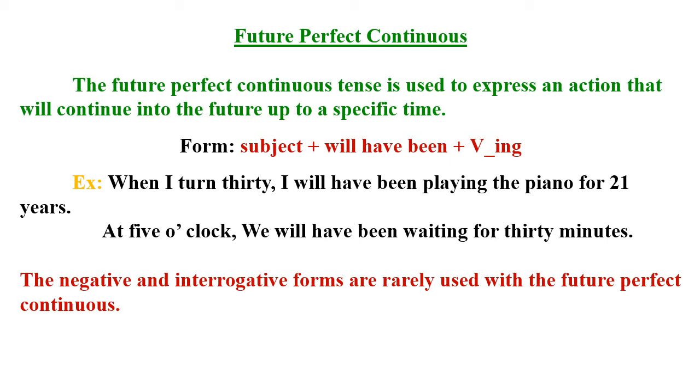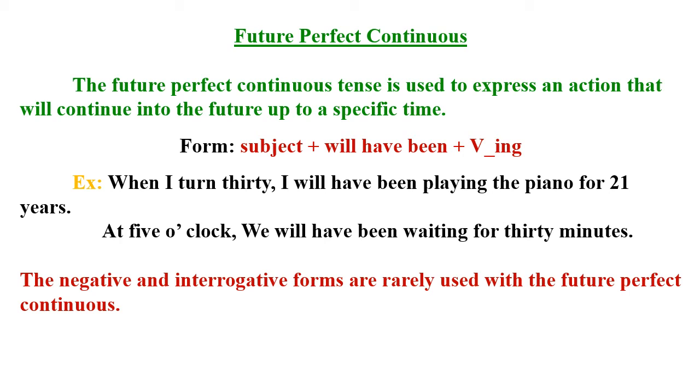The negative and interrogative forms are rarely used with the future perfect continuous tense. To frame a sentence in future perfect continuous tense, add the helping verbs will, have, been after the subject, followed by the verb in its ing form. Look at the example. At 5 o'clock, we will have been waiting for 30 minutes.